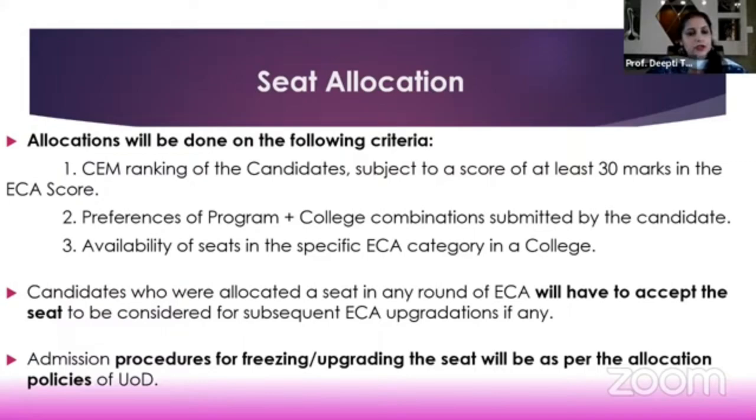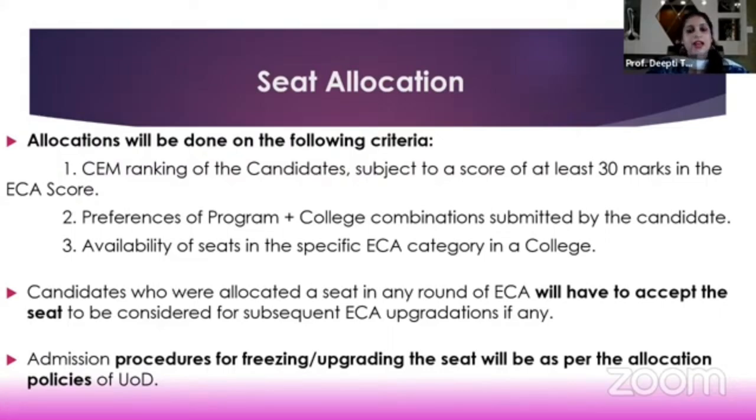Then again, the allocations will be followed in the same manner as is being done for the general admissions: your ranking, then your preferences, and then the availability of seats is what is going to determine whether you will be allocated a particular ECA seat in a particular college. And candidates who have not opted for ECA seats, it will be only once you opt for the ECA seats that they will have to accept that seat to be considered for upgradation, if any, that the ECA category brings with it. The regular procedure for upgrading and freezing shall apply here.